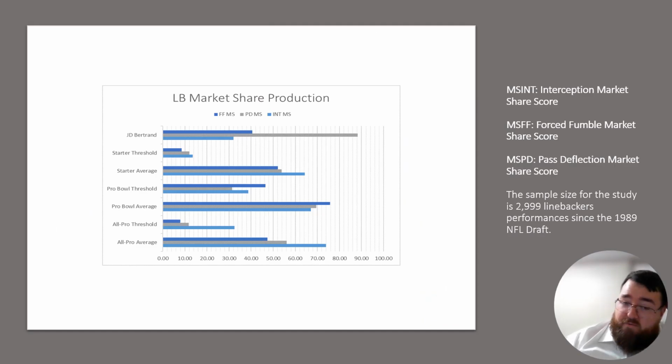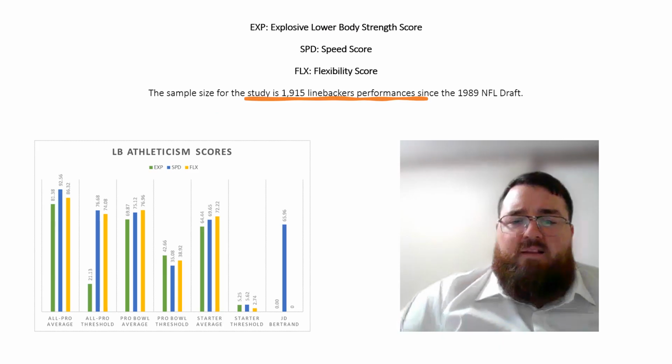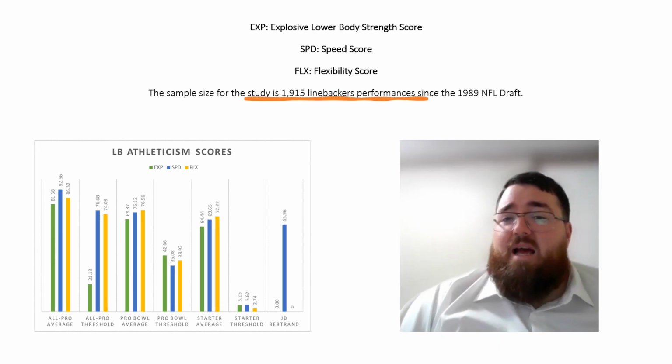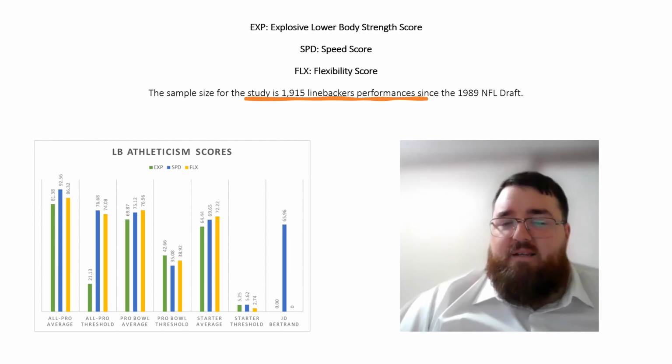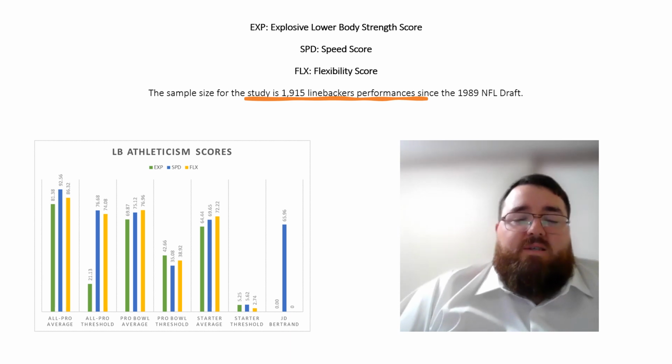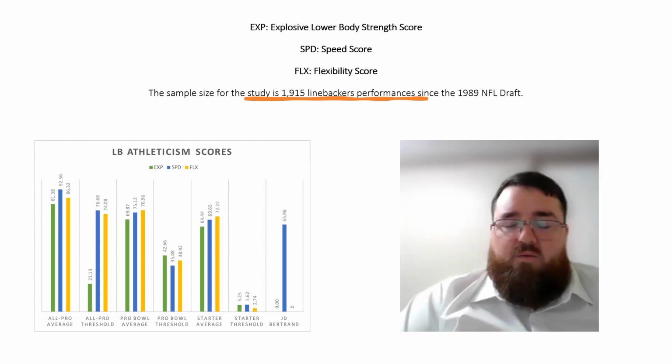When you look at his other efficiency traits, he has great pass deflection market share, but not so much in terms of forced fumble market share or interception market share at the position. And then when you look at his athleticism traits, he didn't have any testing to really judge him off of. His projected 40-yard dash would have put him at a 65.96 percentile speed score, but we don't know what his overall athleticism would be, so that kind of hurts his overall profile.